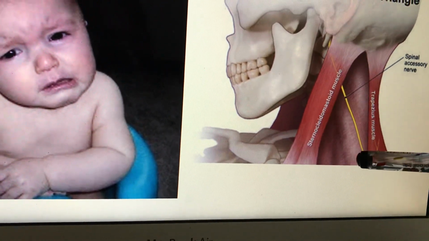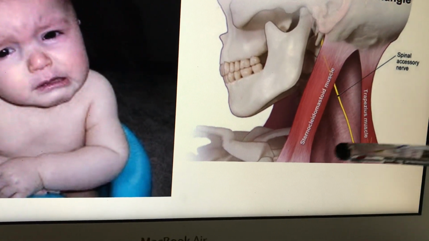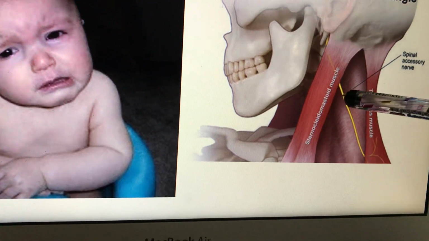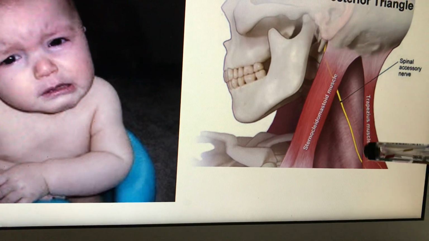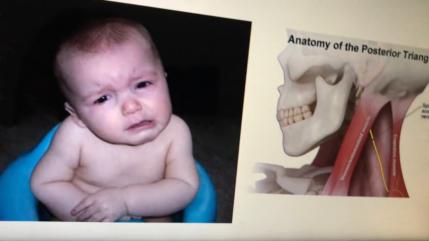And this is the sternocleidomastoid, and this is the trapezius, and this is the posterior triangle area, and here is your spinal accessory which supplies the sternocleidomastoid as well as the trapezius muscle.